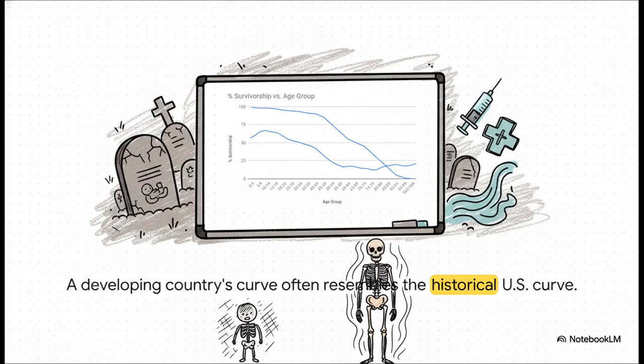But here's the good news. We know exactly what to do about it. Things like healthcare, vaccines, and clean water can push that curve up and to the right, moving it toward that modern shape we see in developed countries.